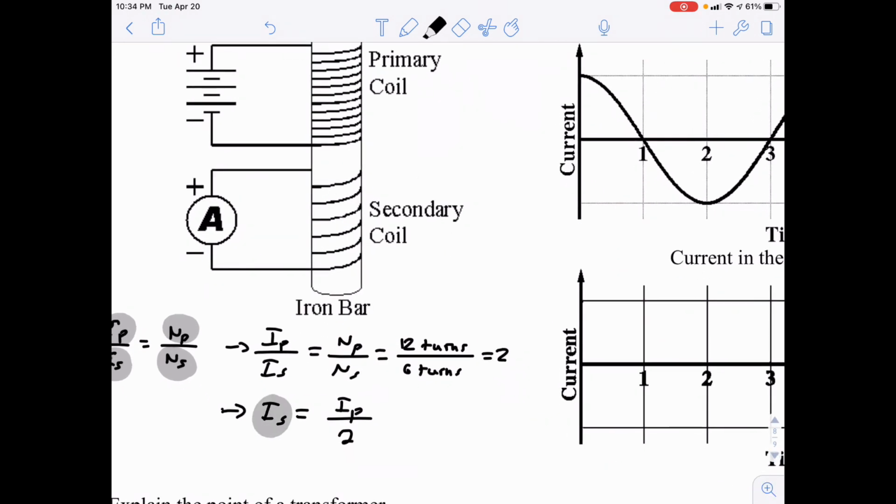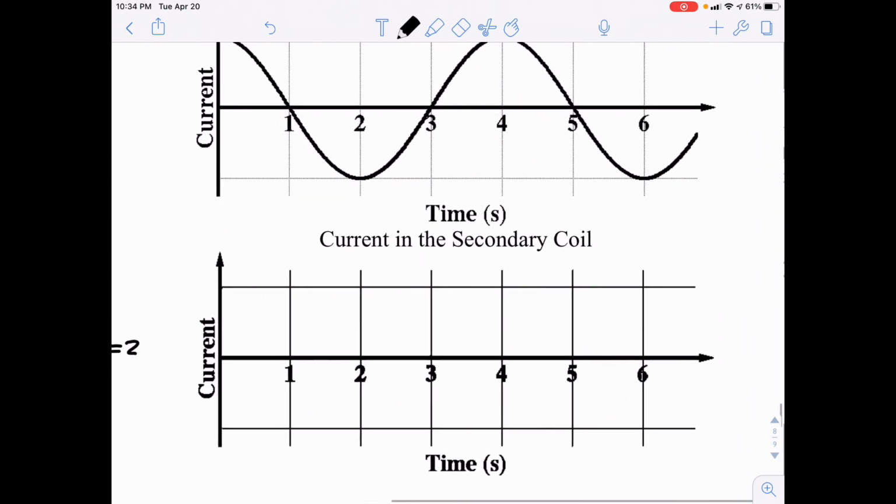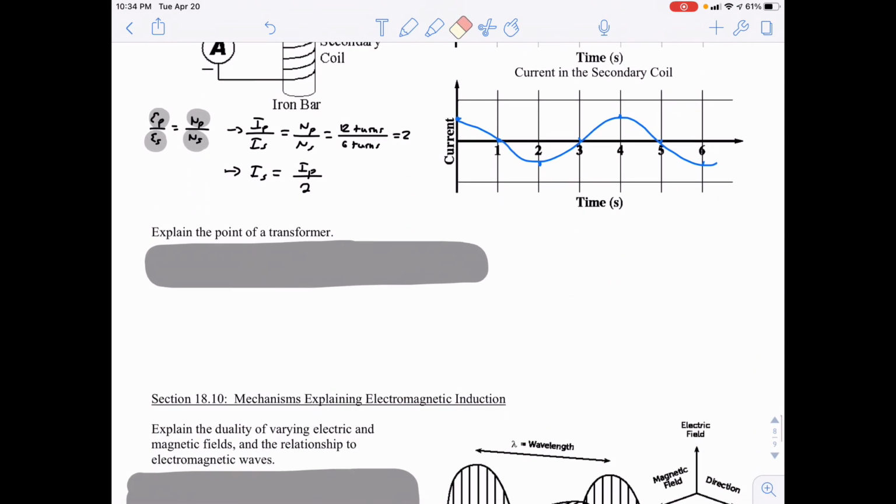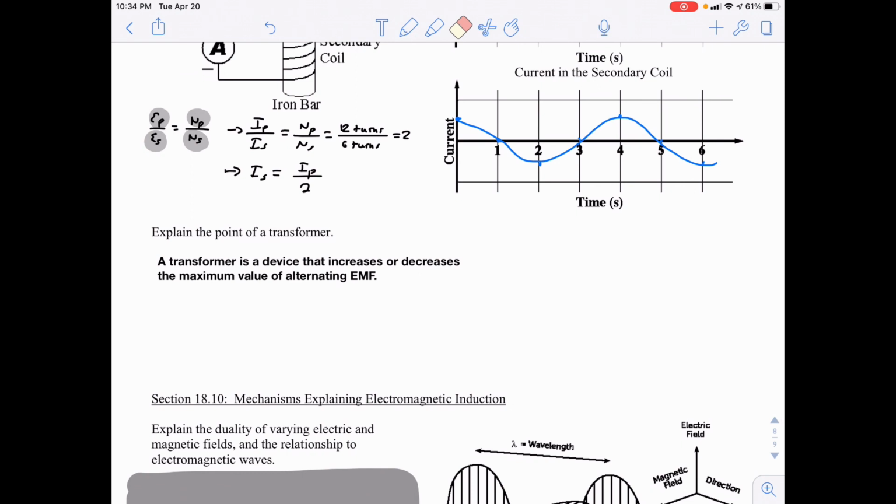If you solve for I secondary, that would be I primary divided by 2. In other words, the secondary current will end up being half of the primary current, because the secondary has half as many loops, which means we would draw the current half as high. So instead of going all the way, we would just go half the way, like this. Something to that effect. The point of a transformer is to essentially increase or decrease the maximum value of this alternating EMF.